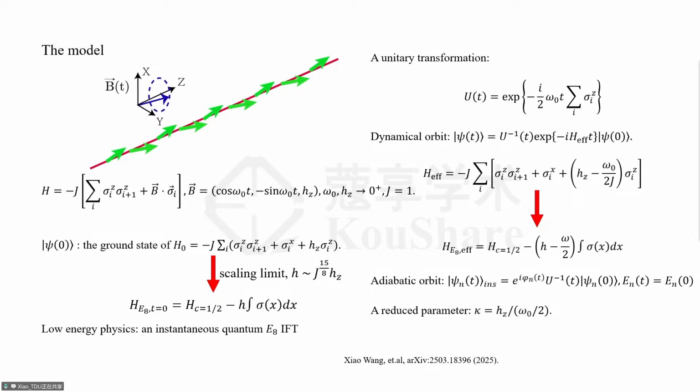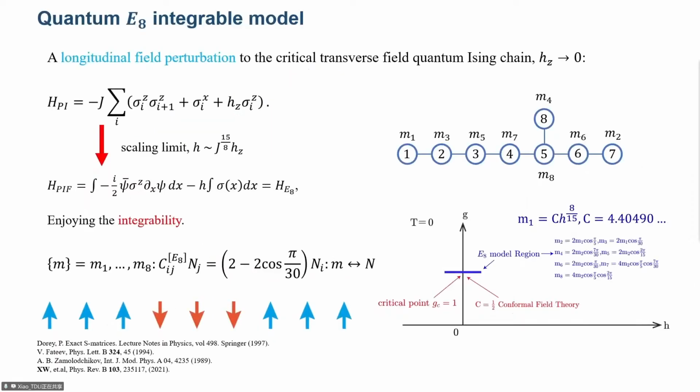So to study this question, we can introduce the parameter kappa. This kappa is given by hz over omega 0 over 2. So if kappa equals 1, it means that you have a gapless effective Hamiltonian. So here I just remind you of some information about the quantum E8 integrable model. The quantum E8 integrable model is given by the magnetic field perturbation to the critical Ising chain. You have 8 different types of quantum particles inside this model, and as I introduced in the morning, you can calculate the matrix elements using the form factor bootstrap and so on. This is just a reminder to you.